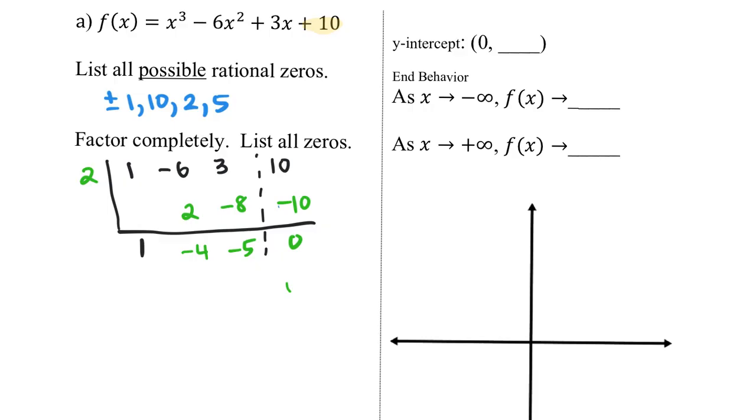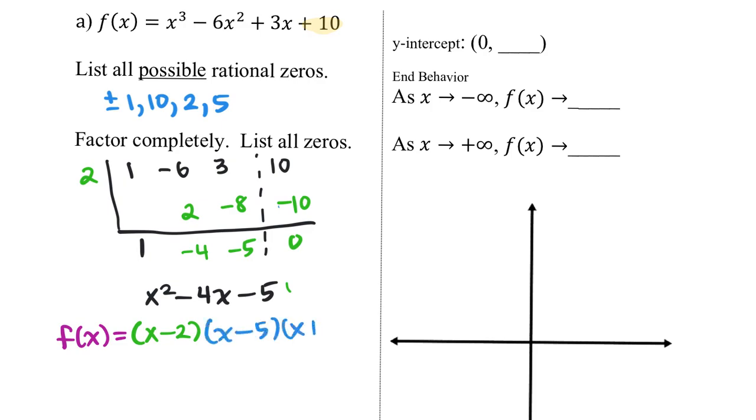My leftover polynomial is x squared minus 4x minus 5. So what do they want me to do? They want me to factor this completely. So let me see. I'm going to say f of x equals, my first 0 I found was positive 2, so the factor is x minus 2. And then if I factor x squared minus 4x minus 5, that would be x minus 5 and x plus 1. Okay, so that's fully factored.